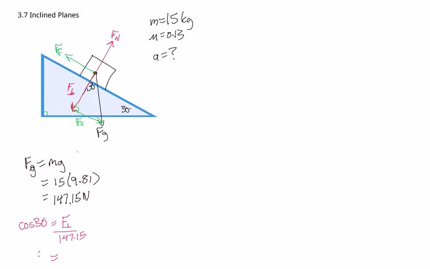My screen's going messy here, I'm not sure what the problem is. So our perpendicular force will be 127.4. Okay, so we have that for our perpendicular. Then we want to do the exact same thing, but find our sine. So sine 30 will equal our parallel component over 147.